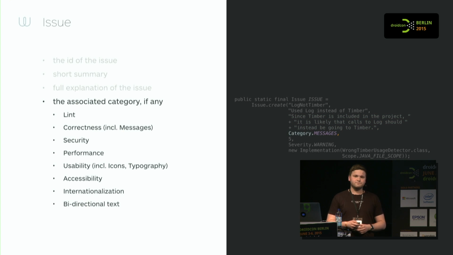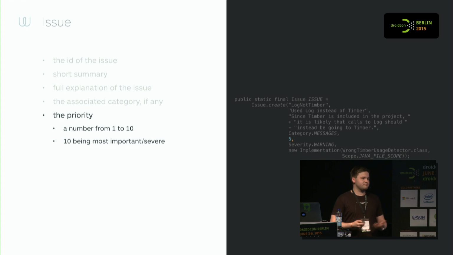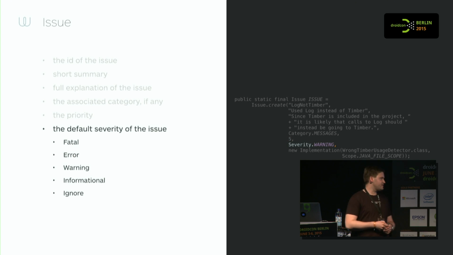Every issue should be added to a category. So in our case, we use the messages category, which is part of the correctness. And I think correctness makes sense for wrong usage. The priority is just the default normal one, so 5. 10 is the most important or severe. And here you add also the default severity, which can be overwritten by the Lint configuration XML. So in our case, this is just a warning because I think you can configure Lint in a way that warnings are also treated as errors and that errors should break your build. So it's the decision of the developer, basically, but the severity can also be overwritten with the Lint configuration file.